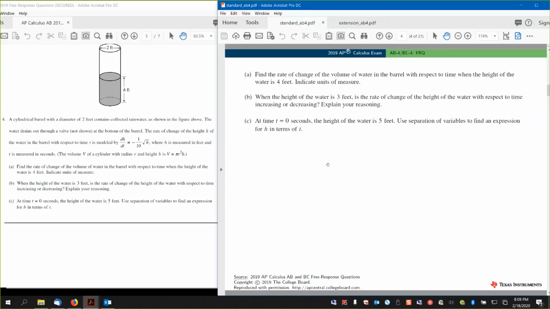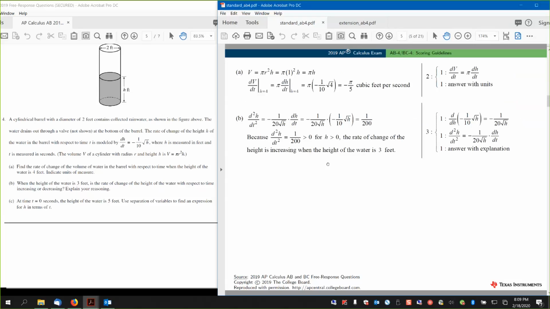Great idea, Vickie. So here's a look at the scoring guidelines. Part A was worth 2 points. The first point was for finding dV/dt, the rate of change of the volume with respect to time.